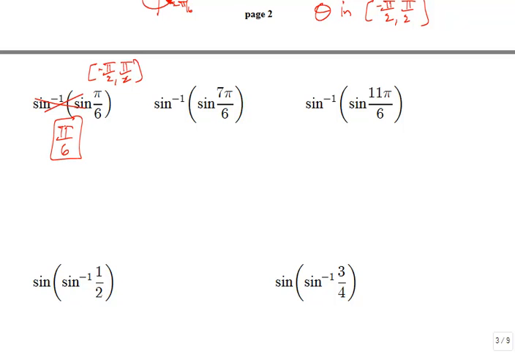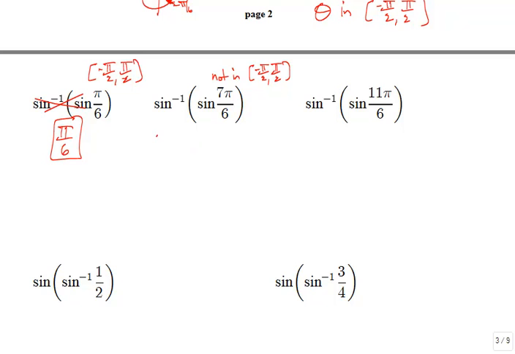But if I go to the next problem, again, we're trying to do an inverse sine of a sine. So they do really want to cancel each other out. However, the original angle that we're starting with, 7 pi over 6, is not in minus pi over 2 to pi over 2. So we can't just cancel these guys out right away and give 7 pi over 6 as our answer. We're going to have to do a little bit more work than that.